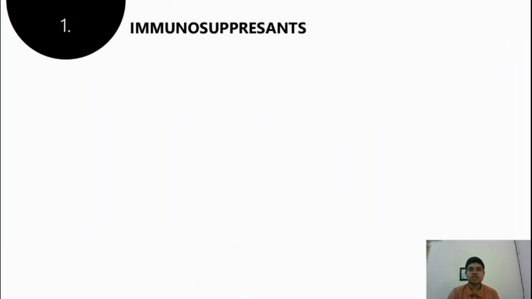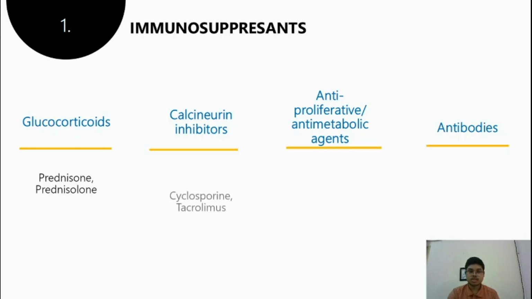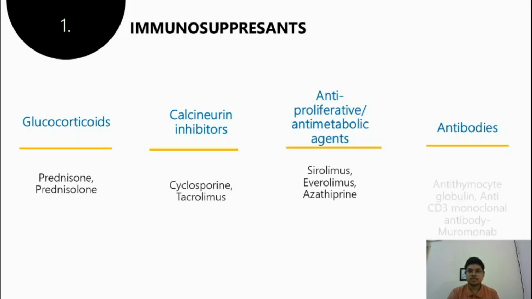Now coming to immunosuppressants. Most commonly used immunosuppressant drugs are glucocorticoids, calcineurin inhibitors, antiproliferative or antimetabolic agents, and antibodies. They are used to control severe manifestations of allergic, autoimmune, and transplant-related diseases. So these are some of the examples of immunosuppressants. In the upcoming sections, we will be discussing these drugs briefly.